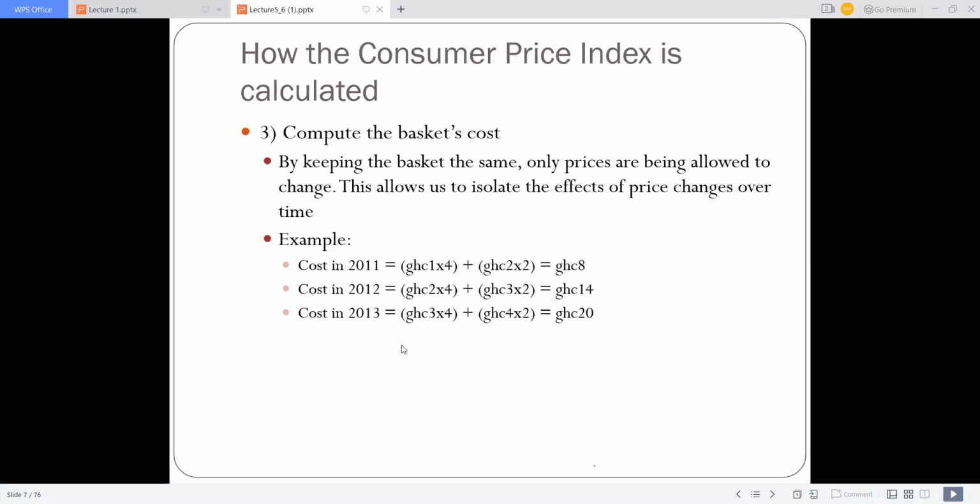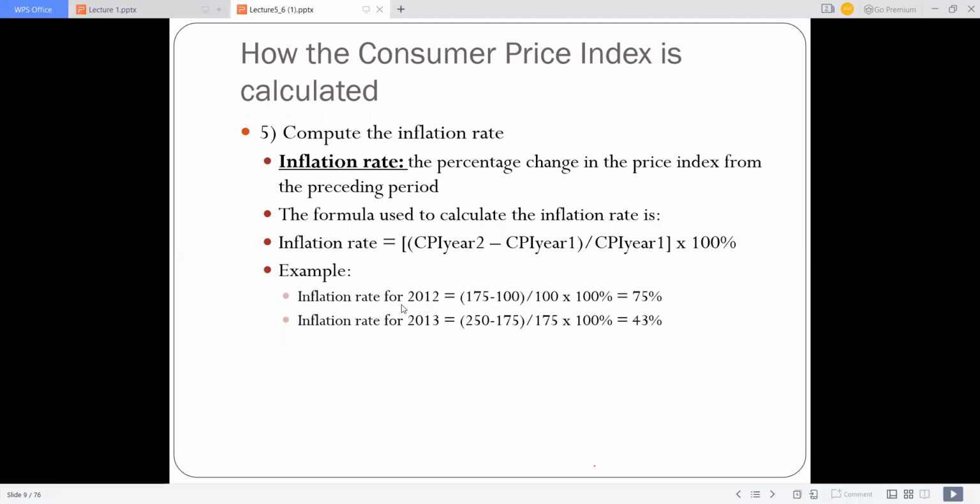Okay, so let's continue. If you understand the cost, initially I told you they're going to give you the price, and the quantity. Now you computed the cost involved in each of them. So I hope you're following. That's why I'm taking my time. So let's go to the final one.